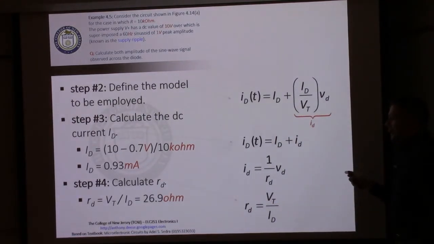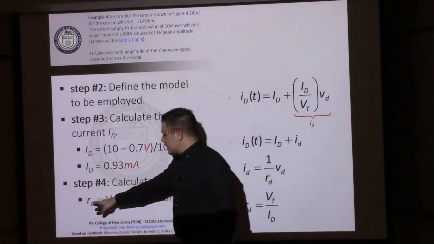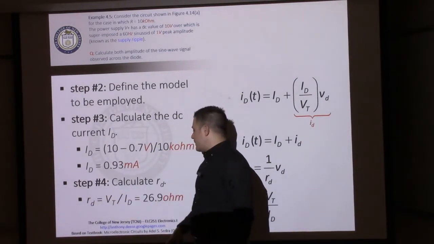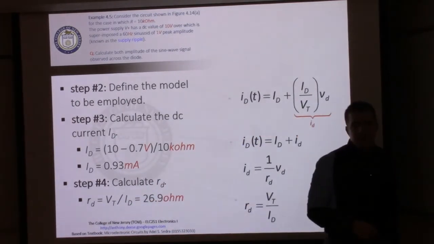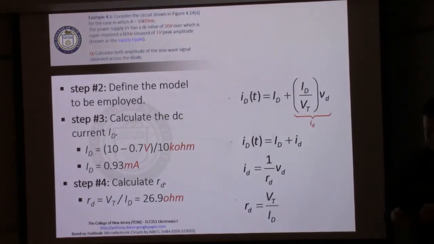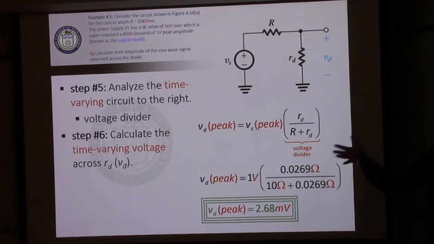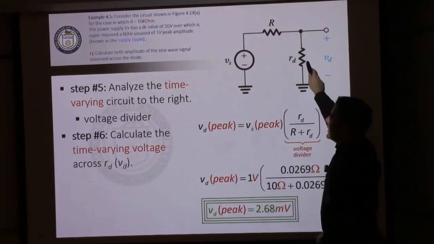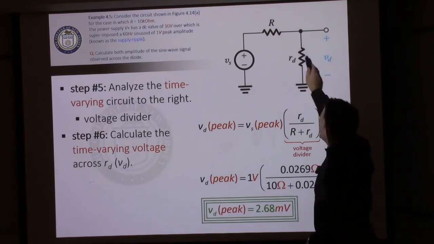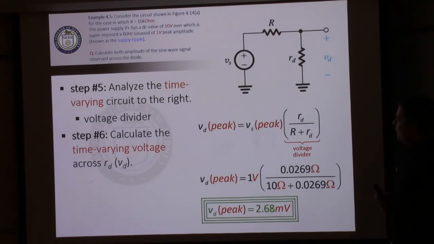Okay, now the next step is we need to set up our small signal circuit. So we know that the small signal resistance will be equal to 25.8 millivolts divided by 0.93 milliamps, which gives us 26.9 ohms. Okay, now we want to solve our small signal circuit, which is going to be relatively easy. Again, we know that this is 10 kilohms, we know that this is 26.9 ohms, and so this looks like a voltage divider, which means we can solve using this equation here.